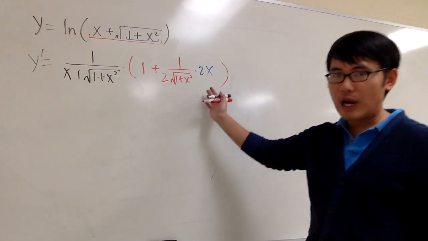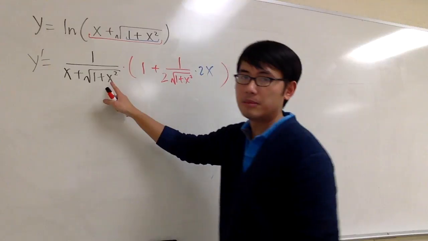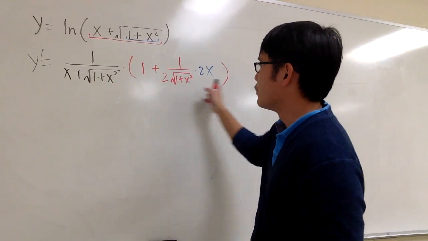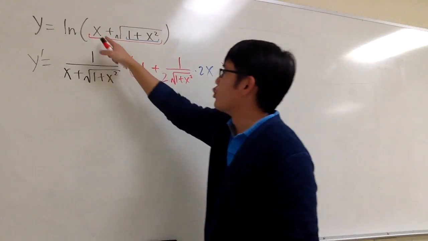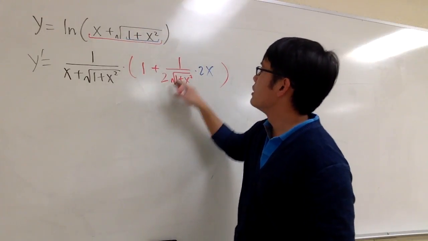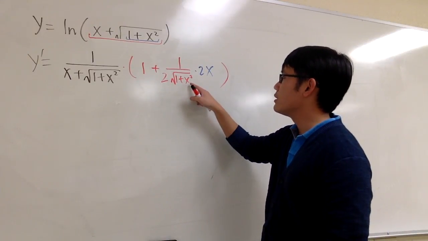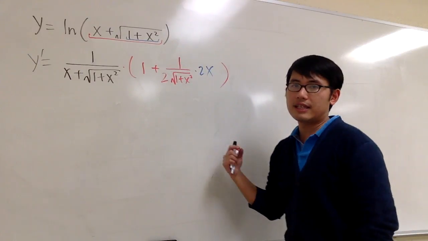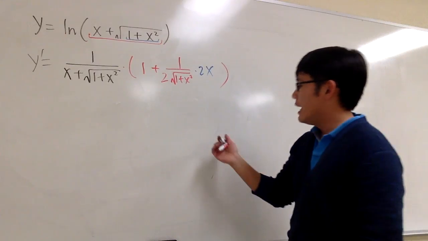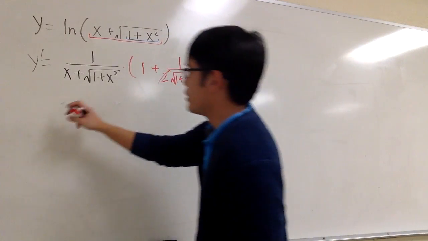And that's the calculus part. ln of something, you put down 1 over the same thing times the derivative of the inside. Derivative of x is 1. Derivative of square root of 1 plus x squared is 1 over 2 square root of 1 plus x squared times 2x. Just like that. And the 2 cancels out. That's very nice. And let me write this down right here.